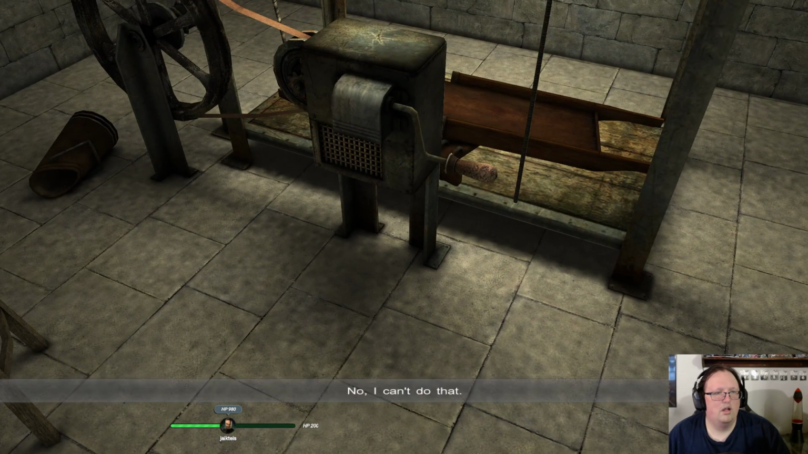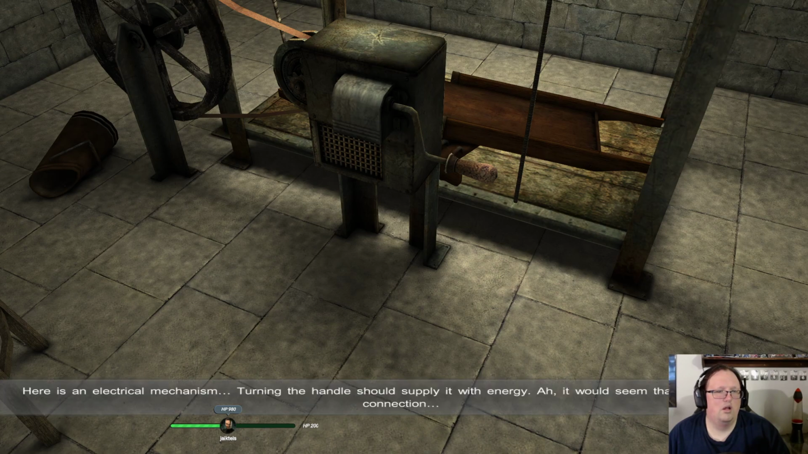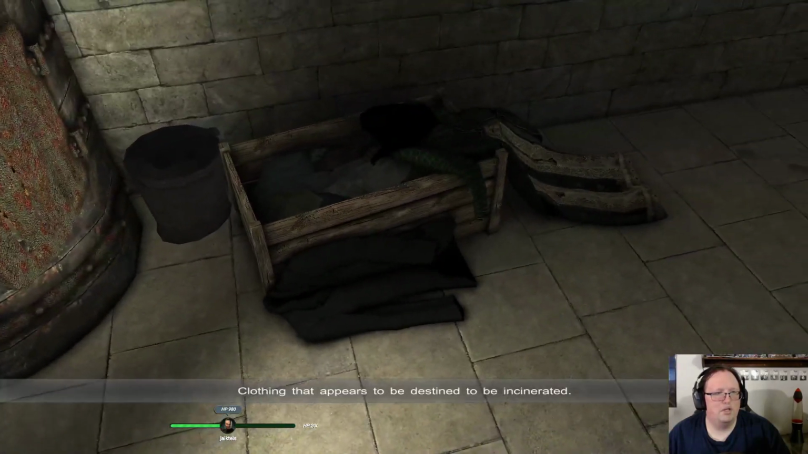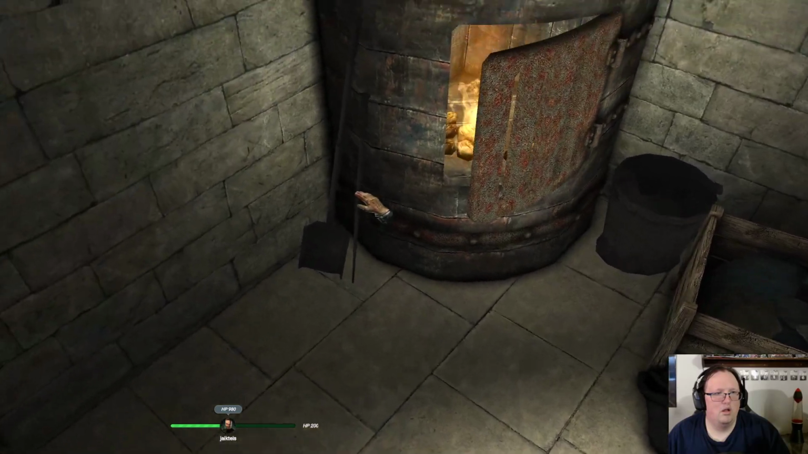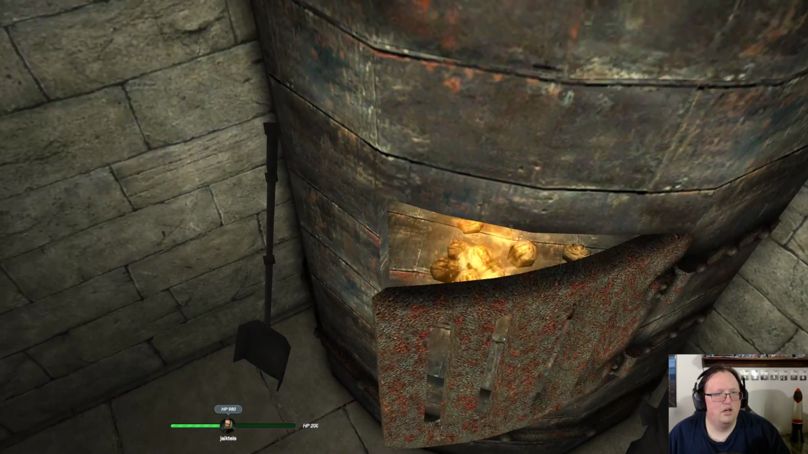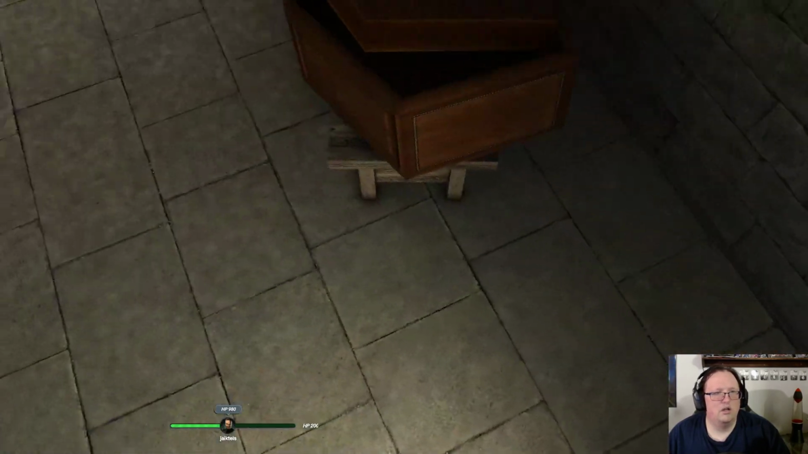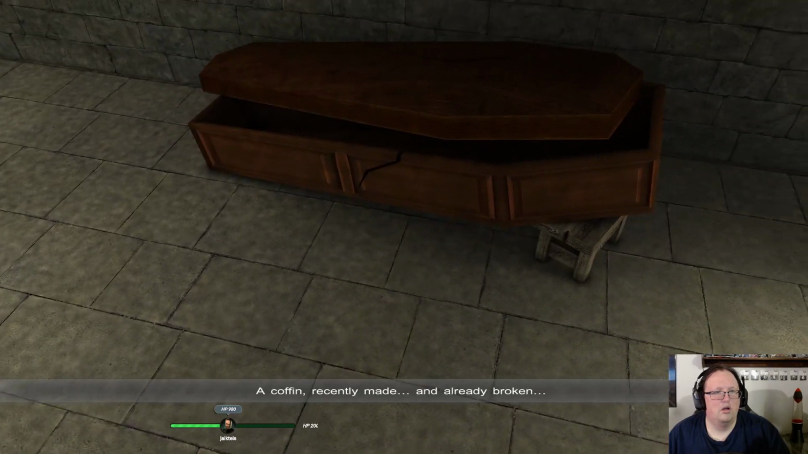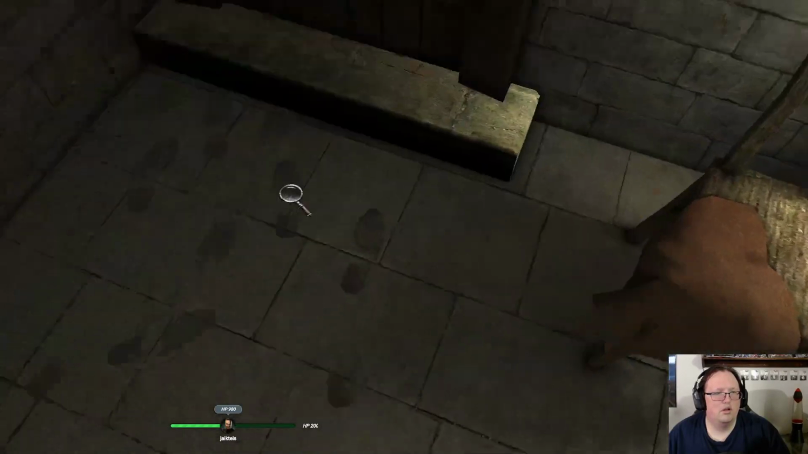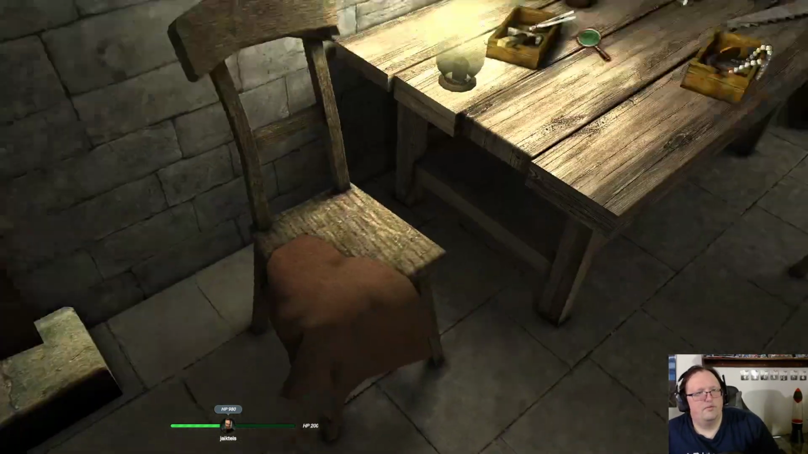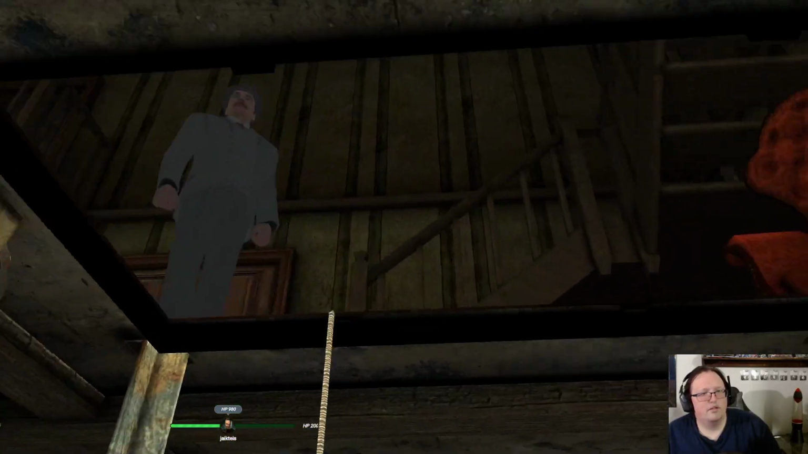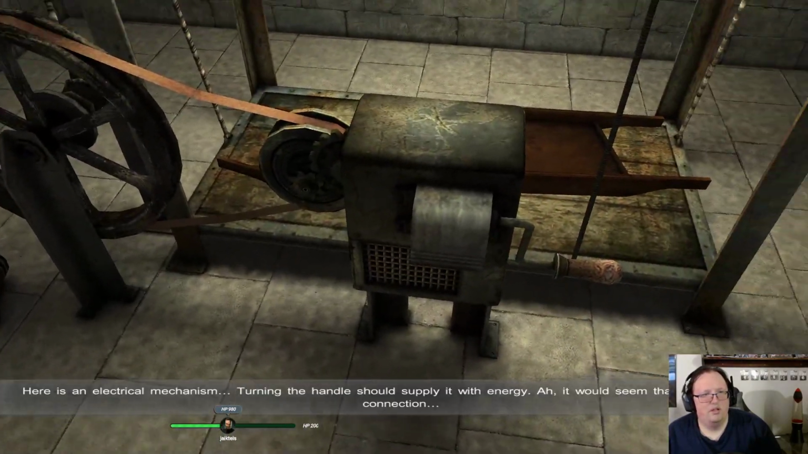Here's an electrical mechanism. No, I can't do that. Here's an electrical mechanism. What? Clothing that appears to be a pointed poker, but this is sure to come in handy. Oh, what are they burning in there? A coffin, recently made, not broken closed. Numerous footsteps, apparently. Okay, so there. Here, Watson. Here's an electrical mechanism.